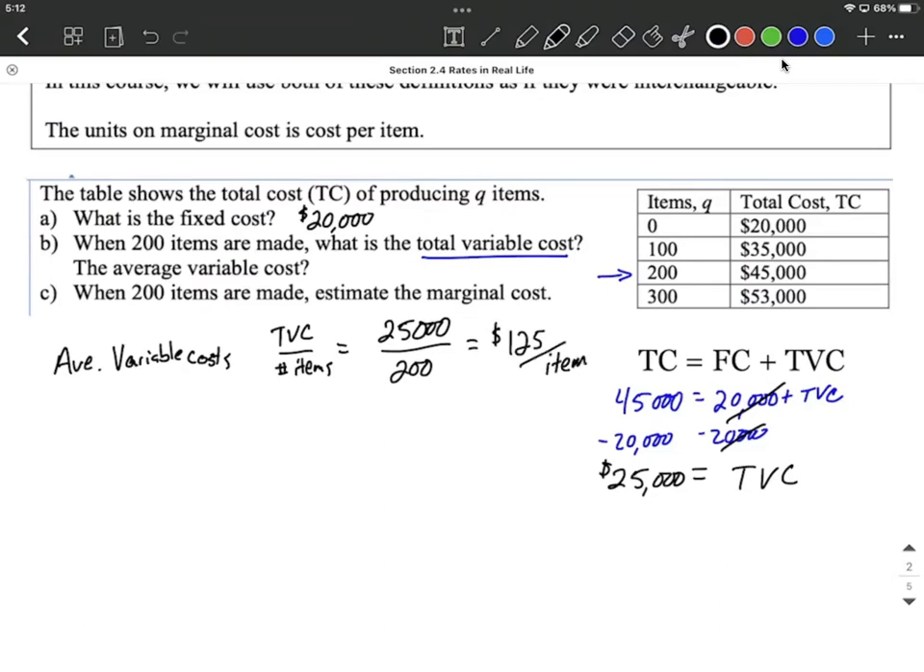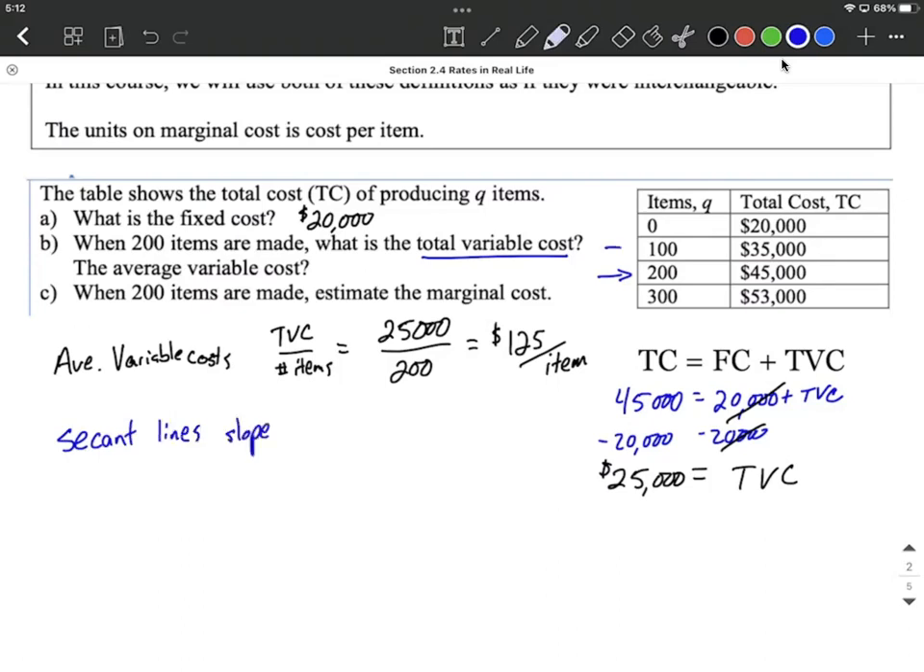All right, and then on part C, thinking about the marginal cost here. When 200 items are made, estimate the marginal cost. Now this is a little bit more difficult because we don't have an actual function we could take its derivative of. Instead, what we want to do is we're focused on this 245,000. What I would suggest is we can think of this as meaning the slope of the tangent line to the graph. All right, we don't really have a graph, but we can find the slope of secant lines first. So secant lines, we're going to find their slopes.